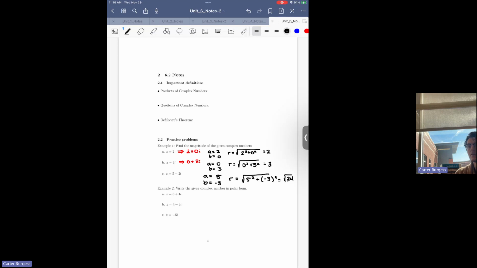Questions with example 1, finding the value of r, finding this magnitude here. Hopefully pretty much exactly like what we were doing with our polar coordinates to find that value of r, taking the square root of x squared plus y squared. In this case, a squared plus b squared, which is effectively the same thing.